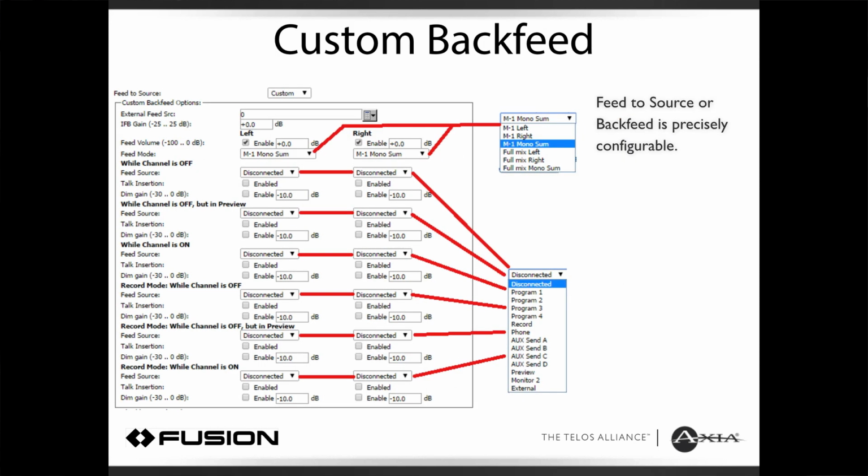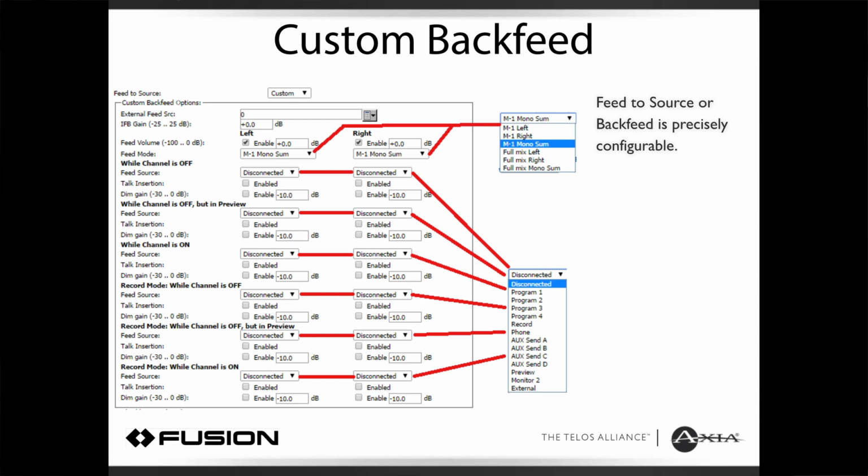All right. Here is what I think is kind of the complicated part of the Fusion, and that is a custom backfeed. Now, I'll tell you what, most radio stations will never need this, but if you do, you're going to be very glad that it's in there. You see on the top line where it says feed to source. Well, the choices there are the previous choices that we used to have in Axia consoles: automatic, based on program 1 or 2, 3 or 4, based on the aux feeds. But if you click custom, you get this big matrix of choices.